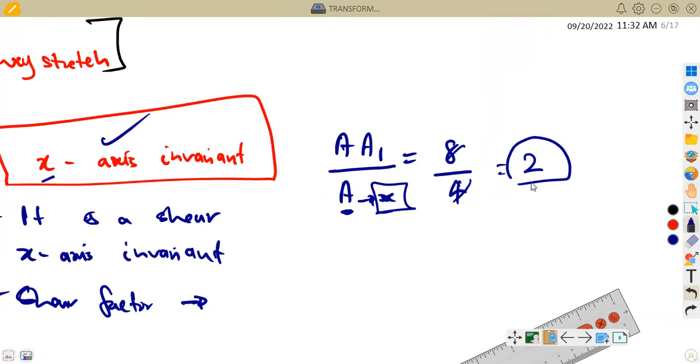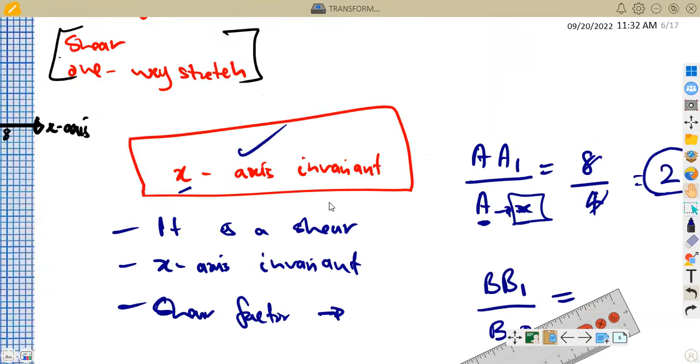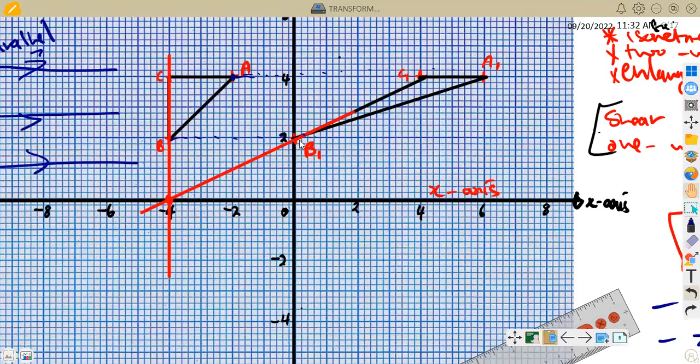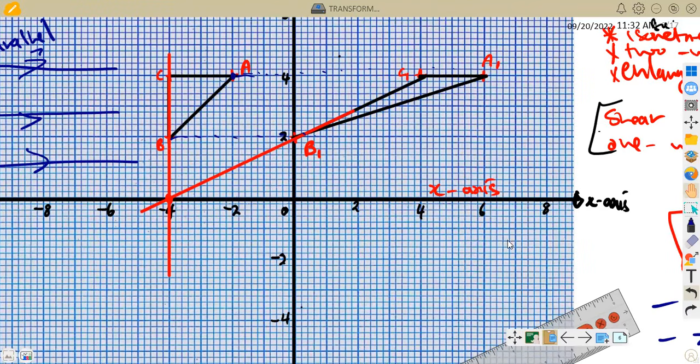But this must be common throughout. So you can use B to B1 as a proof. B to B1 over the distance of B from the invariant line, which is the x-axis invariant. So let us count the boxes from B to B1. According to scale, from B to B1 we have 2, 4. According to scale, these are 2 boxes, but they represent 4. So it's 2, 4.